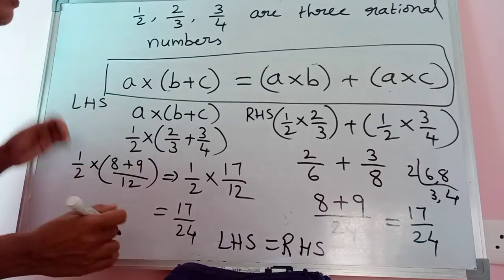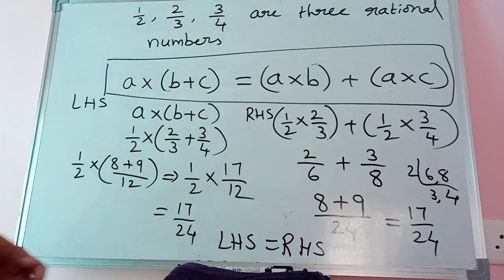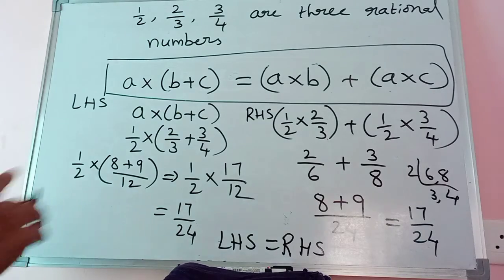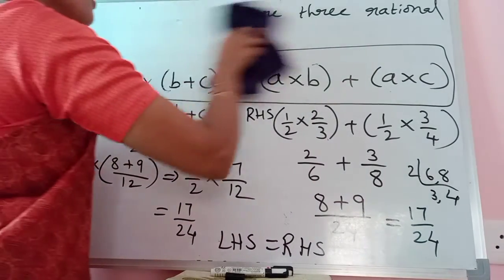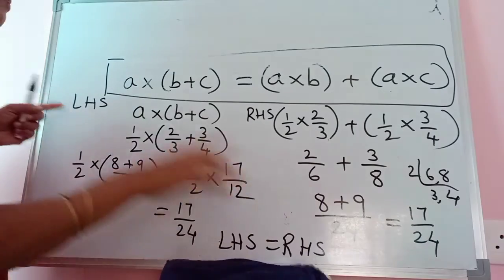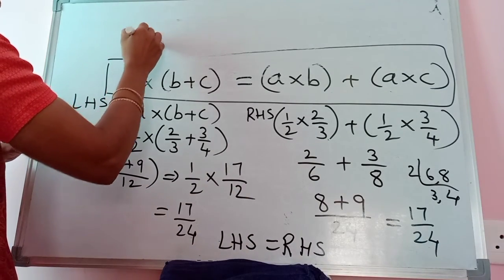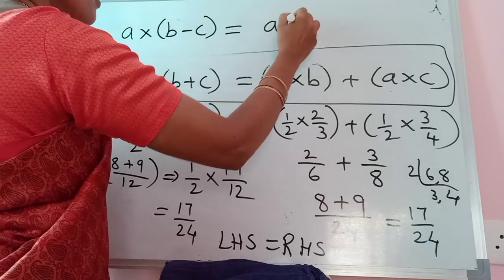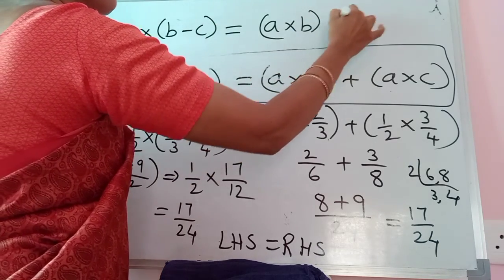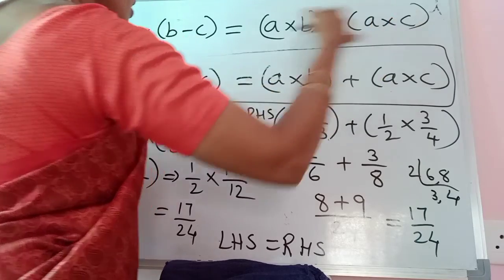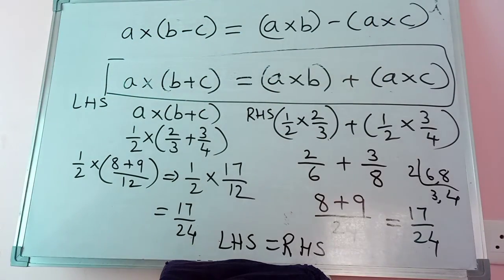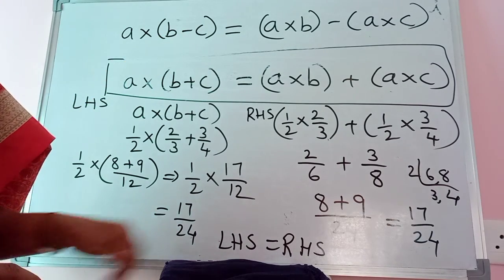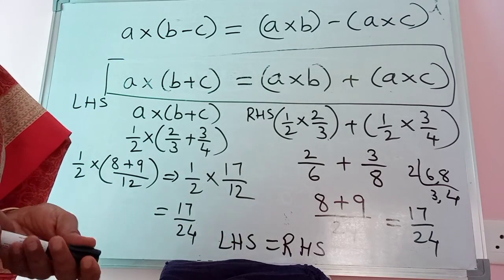Therefore, we say that rational numbers have the distributive property of multiplication over addition. Rational numbers also have the distributive property of multiplication over subtraction. That is also true, children. That is, a into b minus c is also equal to a into b minus a into c. Take some three rational numbers and check this property, children. This is about the rational numbers and their properties. Thank you for watching.